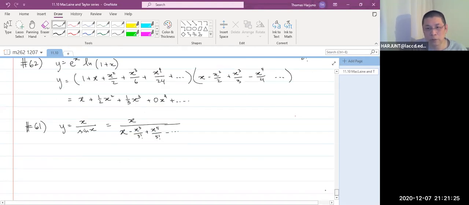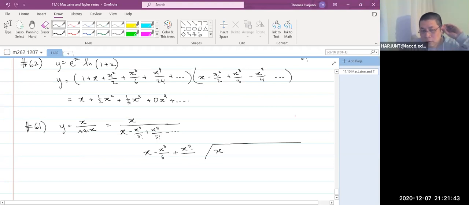Now I need to do long division. X divided by x minus x cubed over 6 plus x to the 5th over 5 factorial, 6 times 120. That's one times. Right?